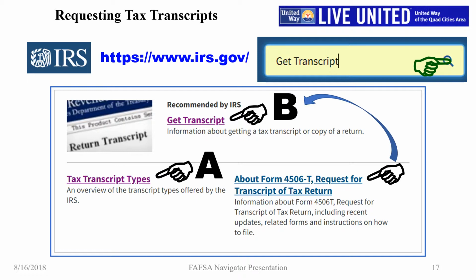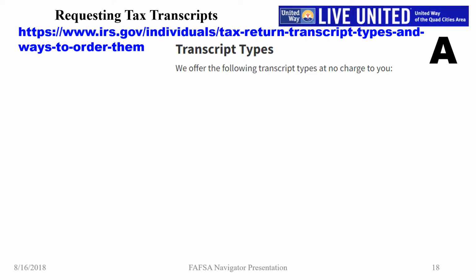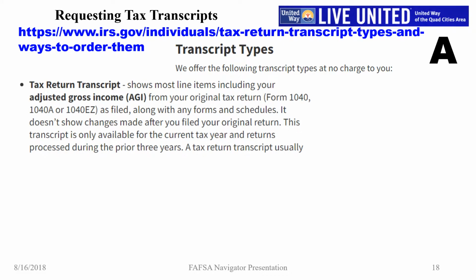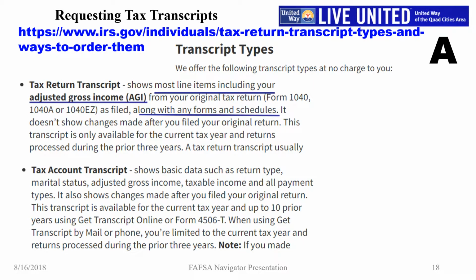Let's now review the A, types of requests. We are at the IRS website's page for types of transcripts, and it has the web address shown on the screen. The first type of transcript is the tax return transcript. It provides most line items internal to the tax return forms. Okay. The second type of transcript is called a tax account transcript. This provides information on the marital status of the tax filing and the end product of the income and payments.